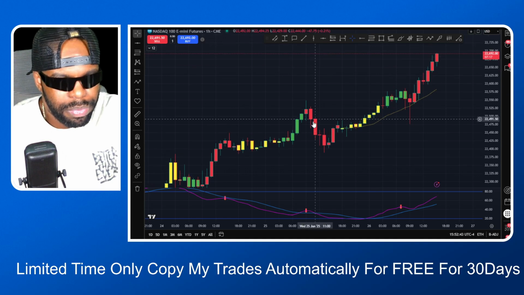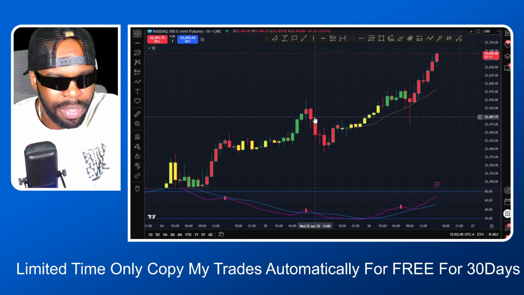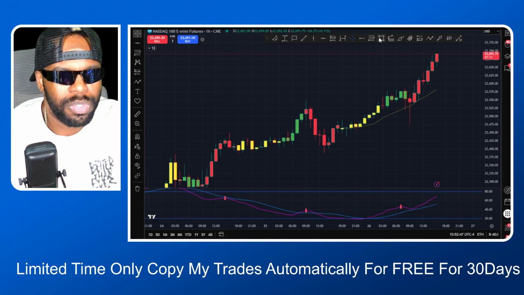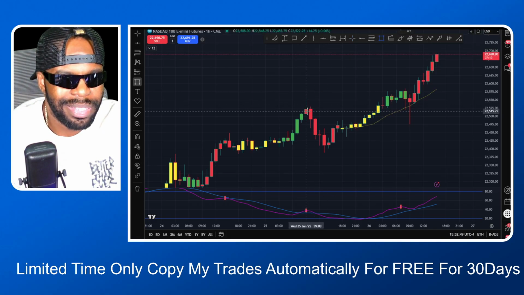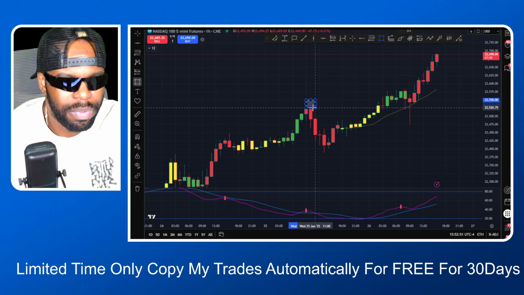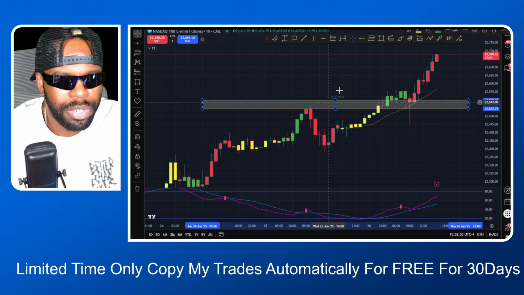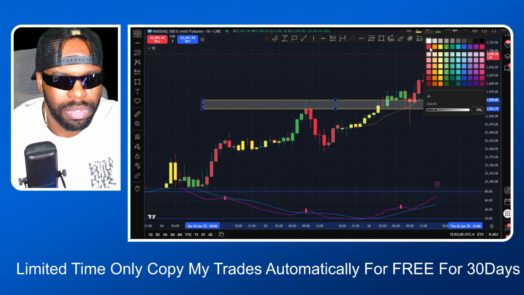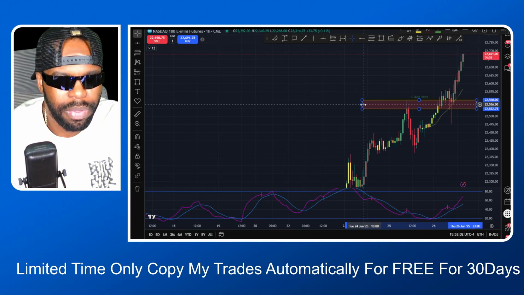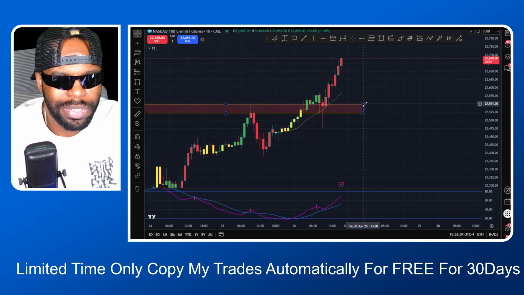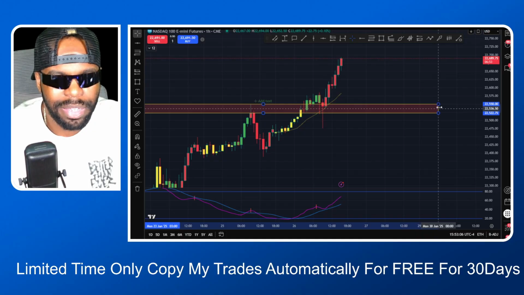So let's go. This is the previous day U.S. session. I can already see that this is the high of the U.S. session yesterday. I like to draw my zone from the wick to the body, and I like to have the color red. So this is yesterday's U.S. session high.